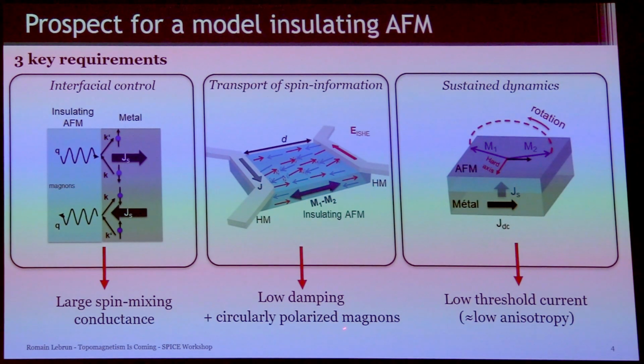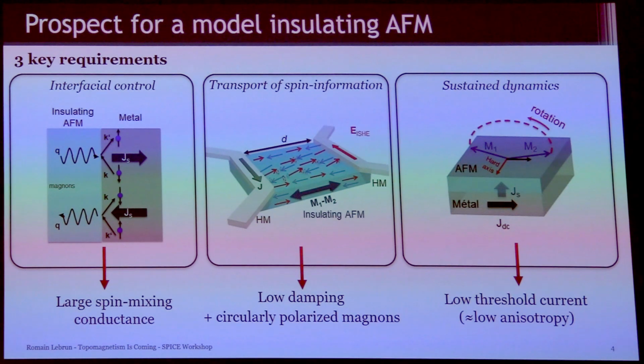Also, and I will come back to that point, if you want a magnon mode that can carry spin information, you need to find a system in which you have circularly polarized magnons. And if you work with a magnetic insulator and want to control its properties electrically, you need to use interfacial spin-orbit torque. So you also need to find a system with quite a large spin-mixing conductance between, for example, a heavy metal that you put on top of your insulating antiferromagnet.